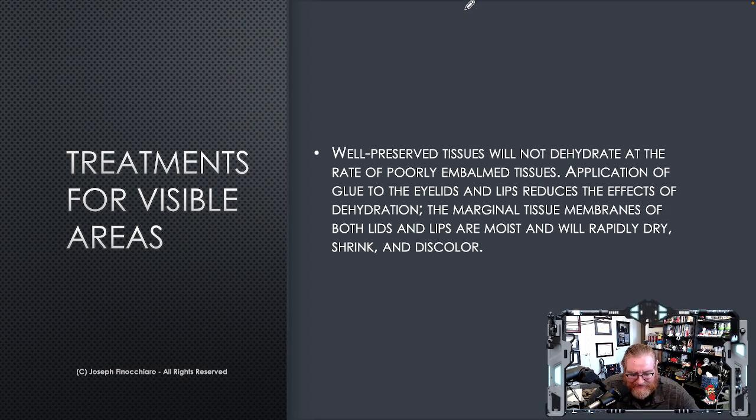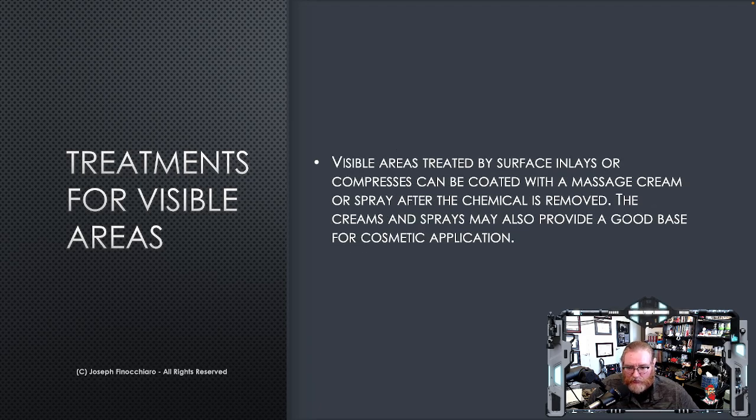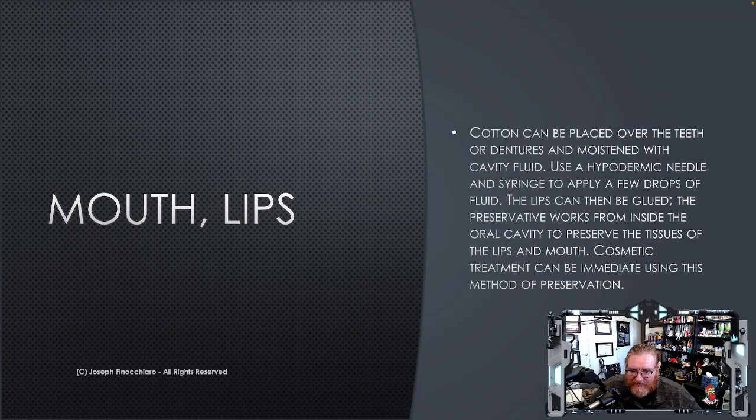Well-preserved tissues will not dehydrate at the rate of poorly embalmed tissues. Application of glue to the eyelids and lips reduces the effects of dehydration. The marginal tissue membranes of both lids and lips are moist and will rapidly dry, shrink, and discolor. This is also why we tend to put something like massage cream or stone oil on them, petroleum jelly, to prevent dehydration. Visible areas treated by surface inlays or compresses can be coated with massage cream or spray after the chemical is removed. The creams and sprays may also provide a good base for cosmetic application.